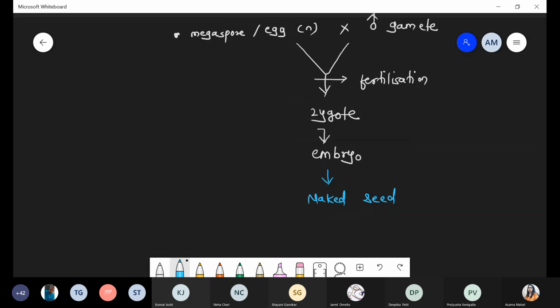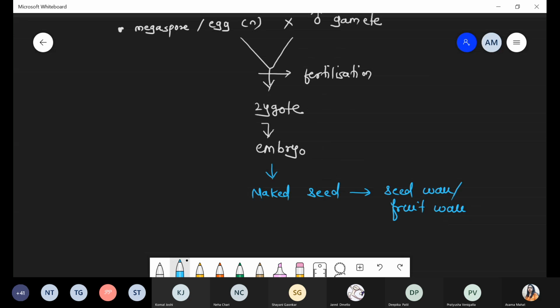Okay. So now there is a formation of the naked seed. What is the meaning of the naked seed? Basically, around the seed, the fruit wall or seed wall is absent. So we are talking about the seed wall or fruit wall being absent. Both are absent. That's why in the gymnospermic category, there is a formation of the naked seed.